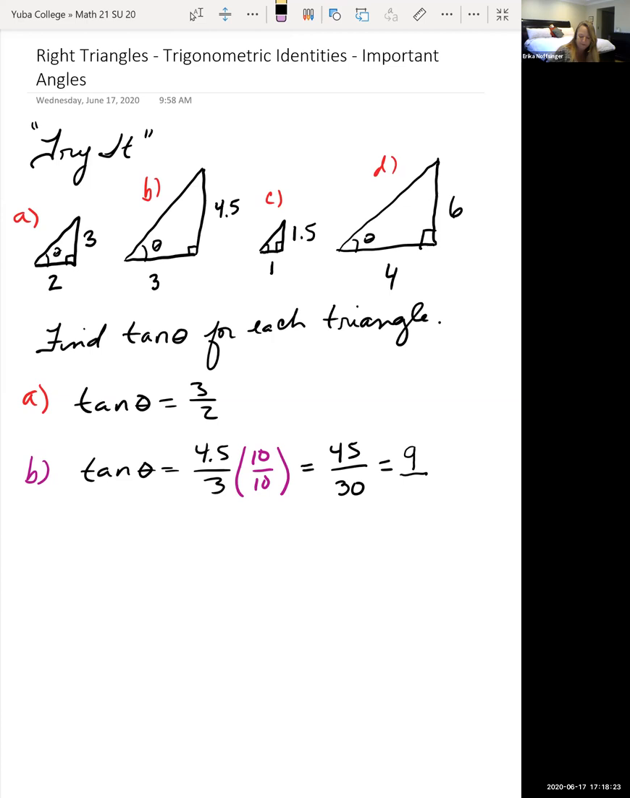But if we divide it by 5, 45 divided by 5 is 9. 30 divided by 5 is 6. And so you notice that it still could be reduced, and they both had 3 in them. So 3 goes into 9 3 times, 3 goes into 6 twice. So we have 3/2.